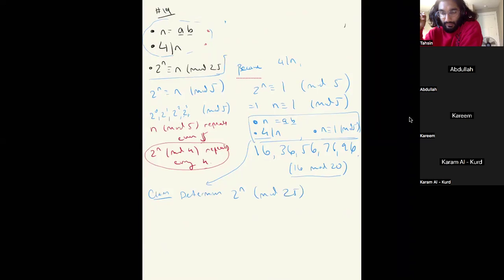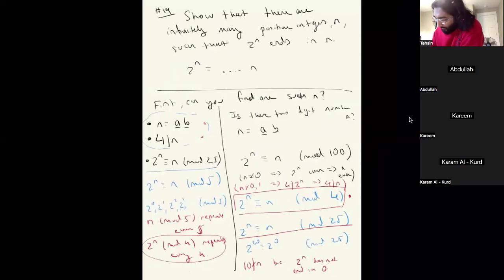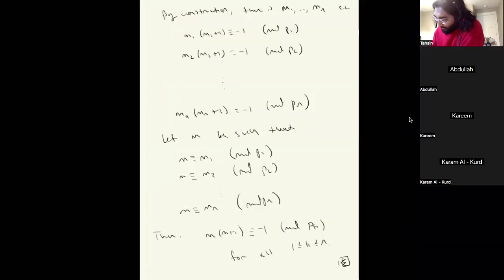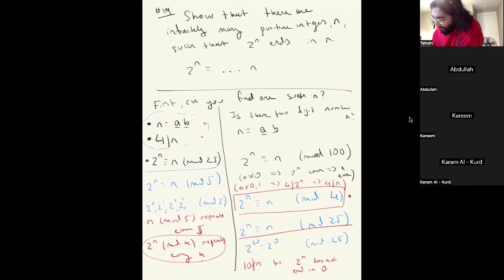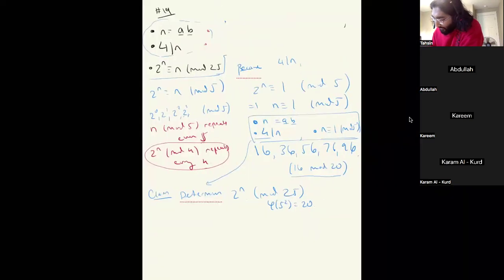Yes, because Euler's totient function for 5 squared is 20. If I take the totient, I get 20 here. So this was the observation, maybe we had it before. There was some observation that the powers of 2 mod 25 will repeat every 20. So this will determine 2 to the n. And so what will it be? Maybe we can just calculate.